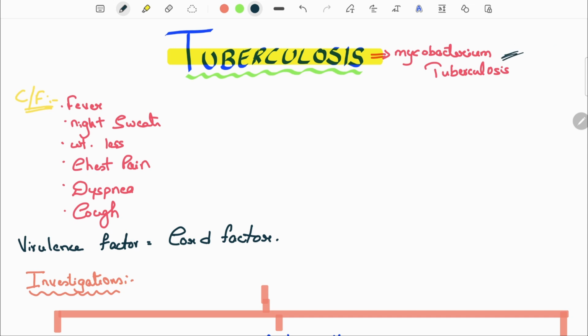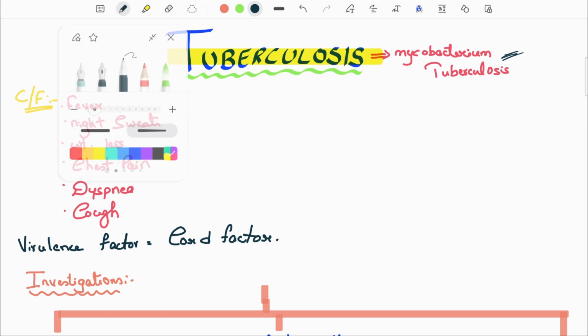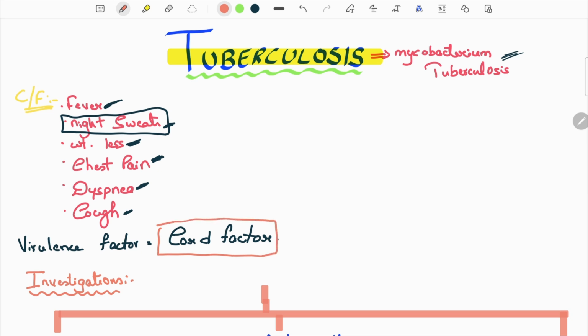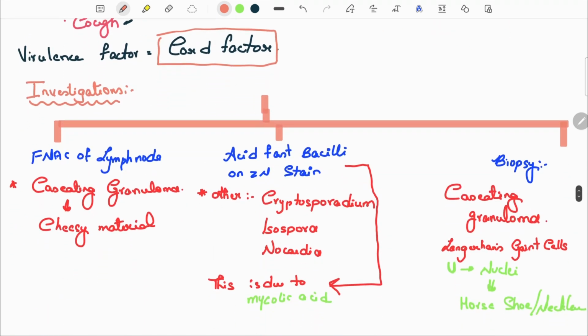Okay, for example, you are sitting in the OP, a person came to you with a chief complaint of fever. A patient came to you with fever, which is very common in many diseases, weight loss, chest pain, dyspnea, and cough. With these, if the person is having night sweats, make sure that you suspect tuberculosis, because the person is having weight loss along with the night fevers, chest pain, dyspnea. These are the clinical symptoms for tuberculosis, and the main virulence factor we can observe here is cord factor. Okay. Now let's go into the investigations.